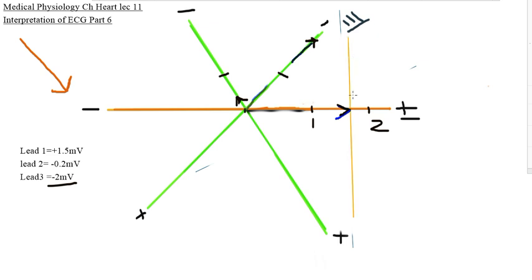Here is the perpendicular axis drawn on the lead 1 that must pass through the arrowhead of our calculated 1.5 millivolt voltage vector. And now I have drawn a second perpendicular vector that is passing through the lead 3, and the third vector we must draw must pass through this arrowhead of lead 2, that is 0.2 millivolt. It shows that all the perpendiculars are meeting at this point, as you can see.